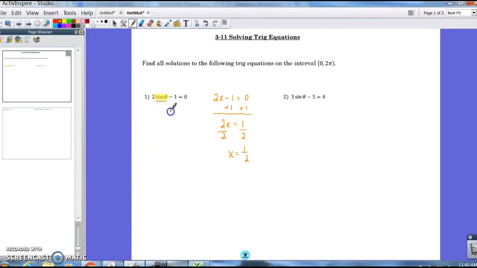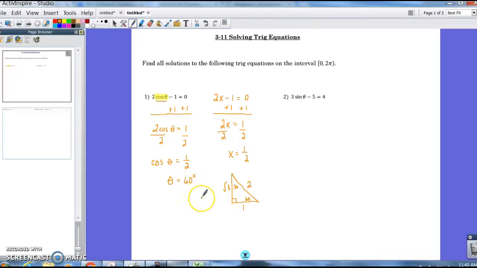Okay, so the first thing I'm going to do is add 1 to both sides, and that gives me 2 cosine theta is equal to 1. And then if I divide both sides by 2, I get cosine theta is equal to 1/2. And now you want to say to yourself, okay, I know that 1/2 is from one of my special right triangles. If I draw out my 30, 60, 90 triangle, here's 1, √3, and 2. The angle whose cosine is 1/2 is 60 degrees. So I know that theta would be 60 degrees.